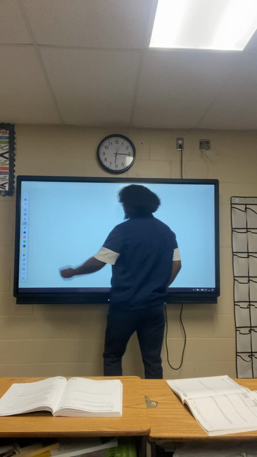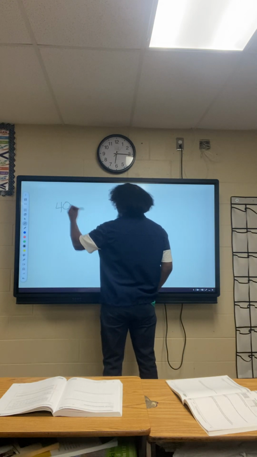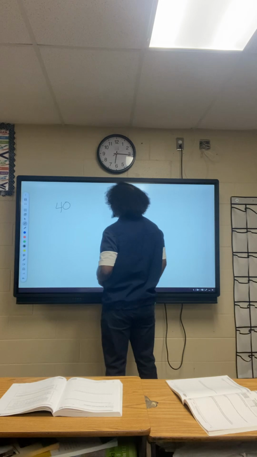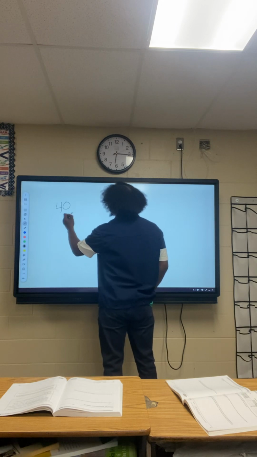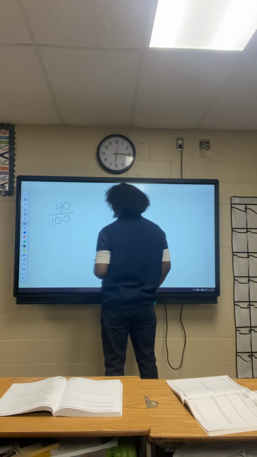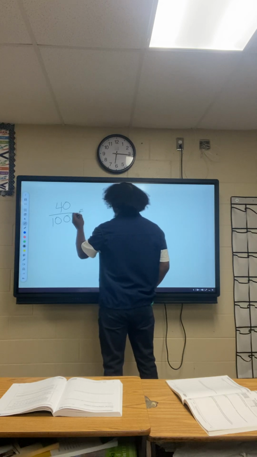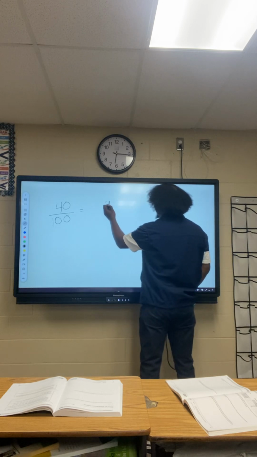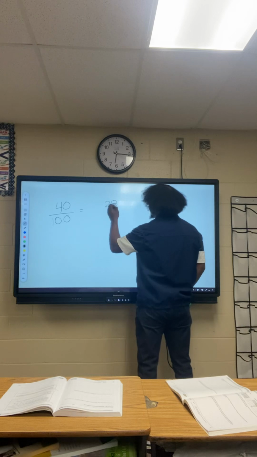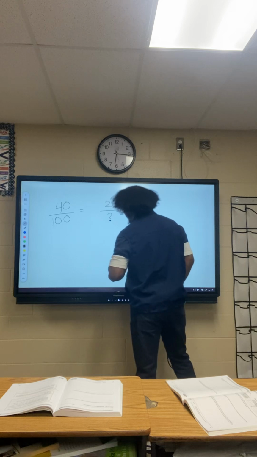So first things first, we need to take our 40% and write it as a fraction. So all fractions are out of what? 100%. So the denominator must always be 100. And then we're trying to figure out how we got 28 over here because these are equivalent, and we have to find out the total number of houses.